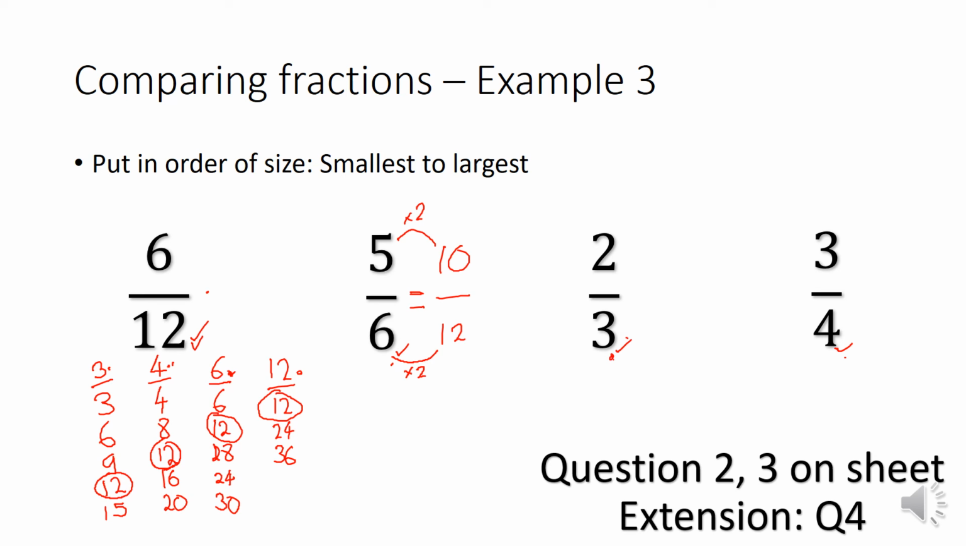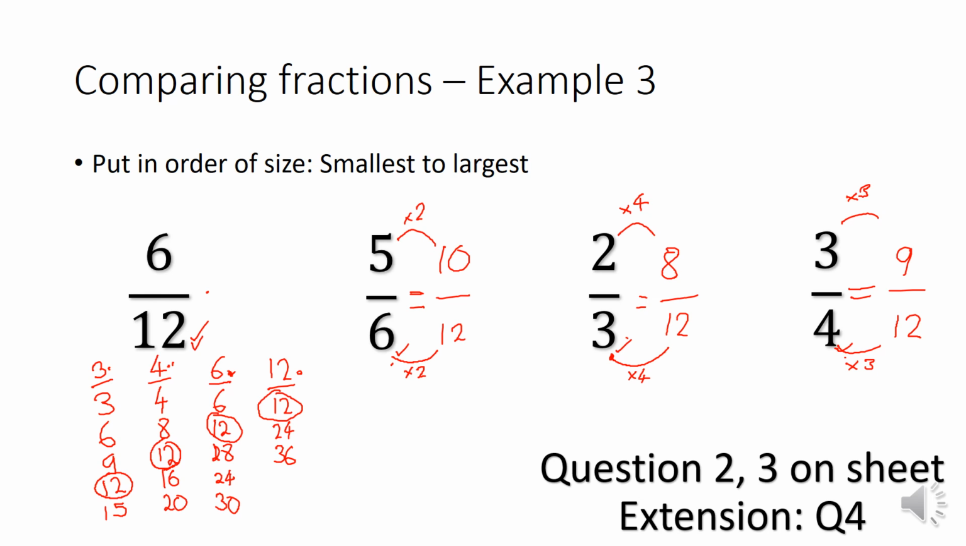So looking at this next one, again we want a denominator of 12. What do we need to times 3 by to get 12? We need to times it by 4. So that gives us 12 on the denominator here. And we need to times that by 4 as well. That'll give us 8 twelfths. And lastly, we've got 3 quarters. So we need to times 4 by 3 to get the 12. And so we need to times the top by 3 as well. So that'll be 9 twelfths.